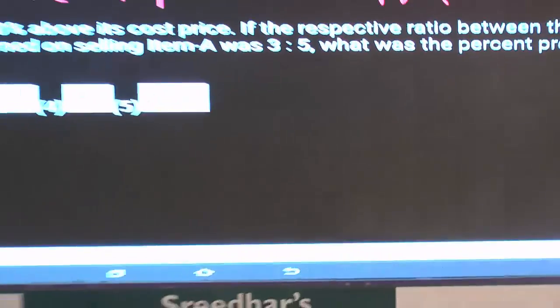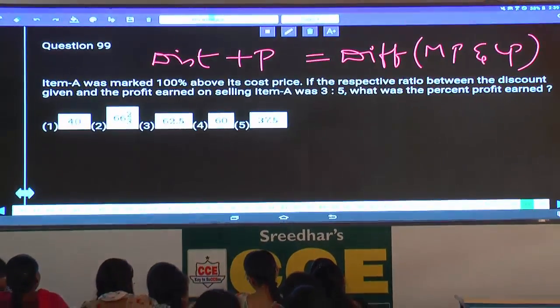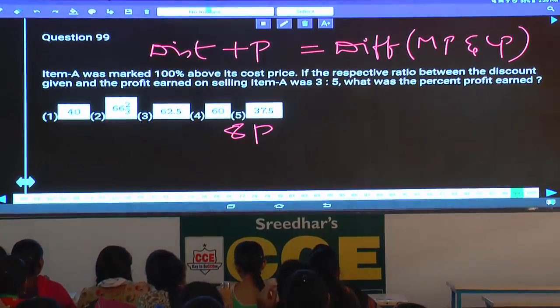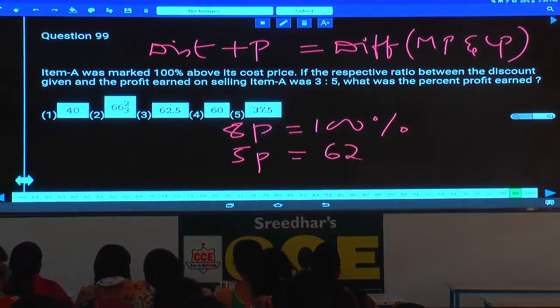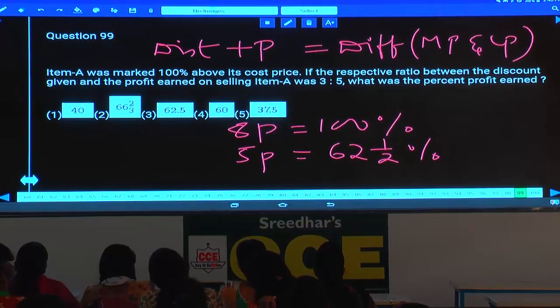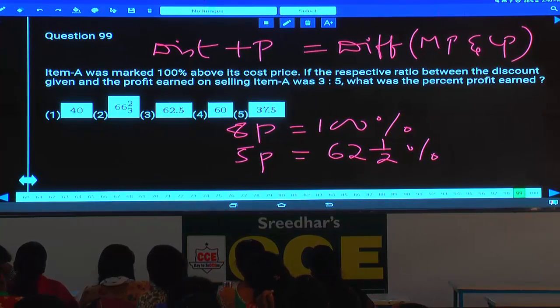Discount is 3 parts, profit is 5 parts, sum is 8 parts. Are you getting my point? 8 parts is equal to the difference of market price and cost price, which is 100%. In a single line you can get your answer. Sure, everybody? From this, 8 parts is equal to 100%, profit is 5 parts, that is 62.5%.